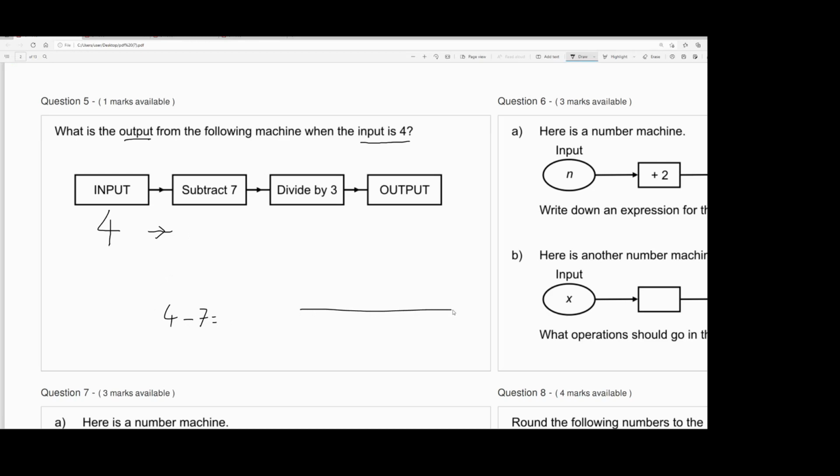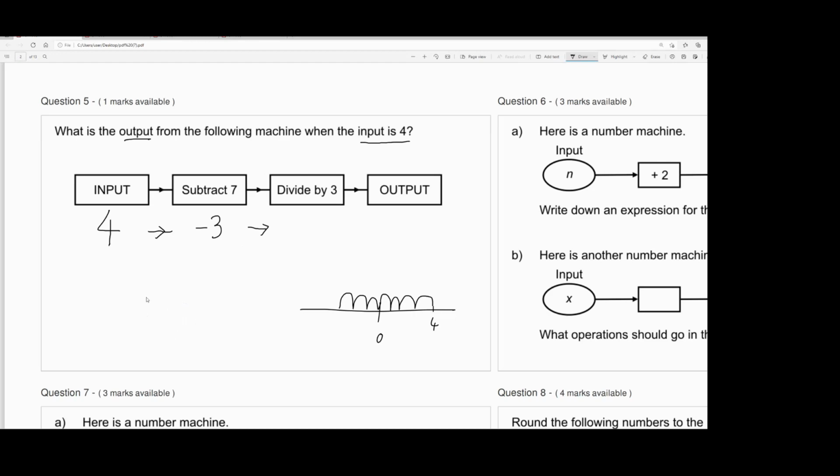Now, if I think about a number line, there's 0, and 4 is here. I'm actually going to get a negative number, right? Because I'm going to have 3, 2, 1, 0. We've taken away 4, but I've still got 3 to take away. -1, -2, -3. So I would get -3. Then I have to divide by 3.